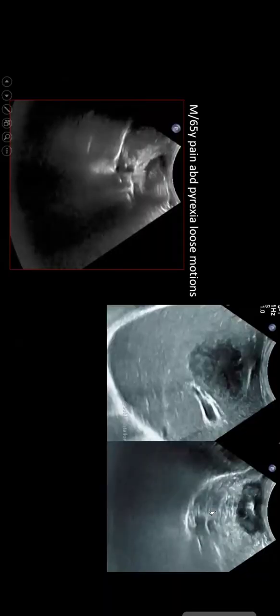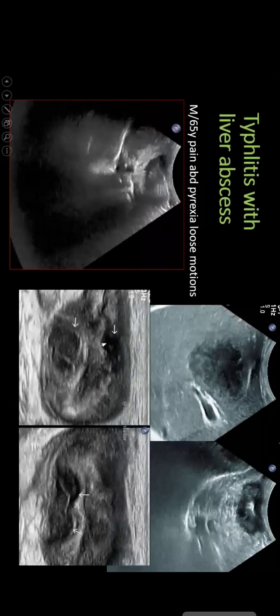abscess, thickening of the cecum. Now see the difference of convex probe and high resolution probe. Diffusely thick, but there are cystic areas within the wall of the cecum. These are wall abscesses, cecal abscess is small, or what we call amoebomas.